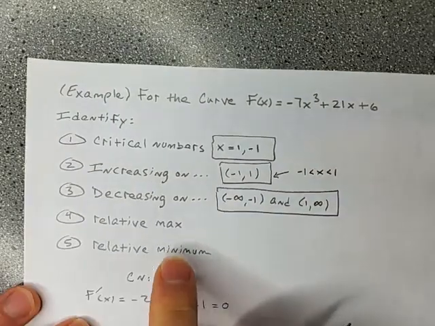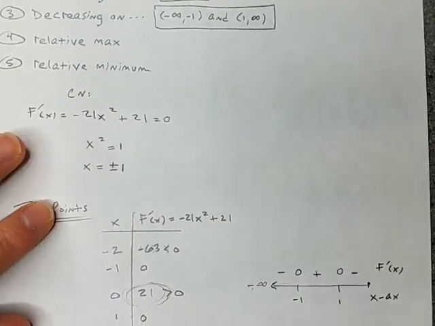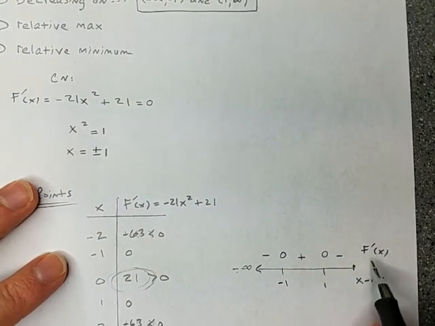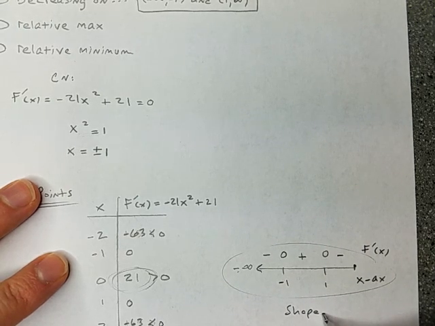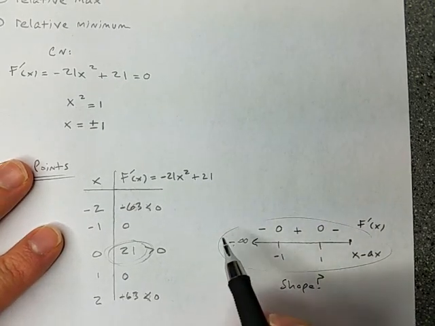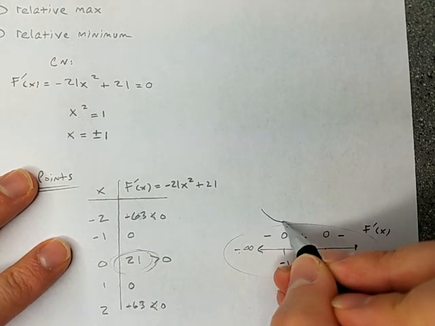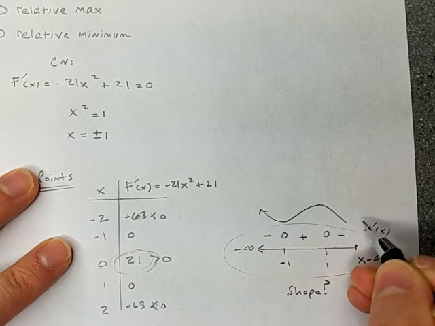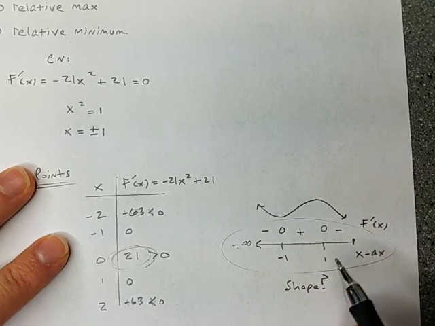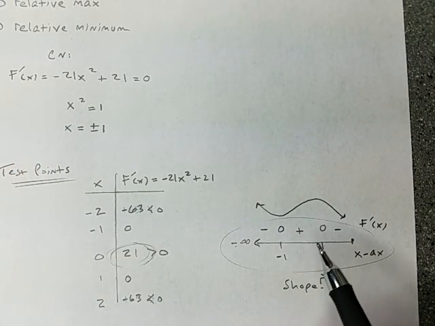Now, do you see how we can use all this to find the relative maximum and minimum points? This tells me the shape right here. Just think about it. Could that tell me the shape? You've got a curve that's falling, rising, and falling. Something like that. All right. That is definitely enough information to find the relative maximum and minimum points.